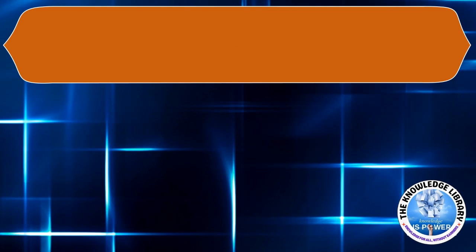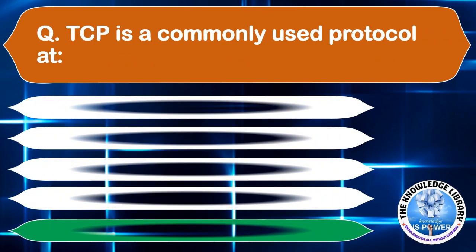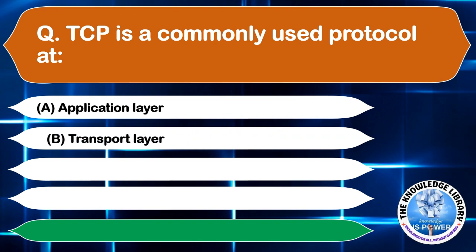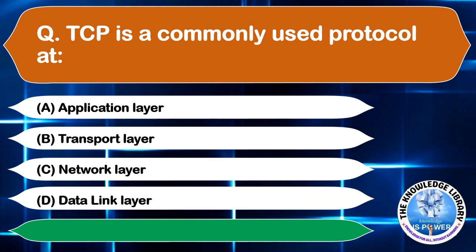The next question is: TCP is a commonly used protocol at option A, application layer; option B, transport layer; option C, network layer; option D, data link layer. The correct answer is option B, transport layer.